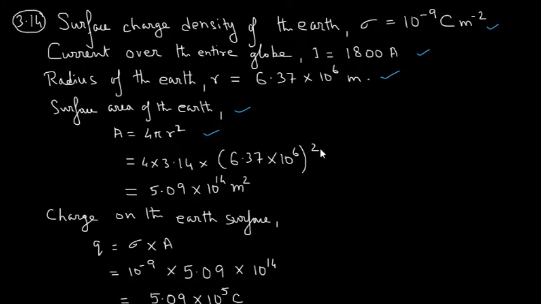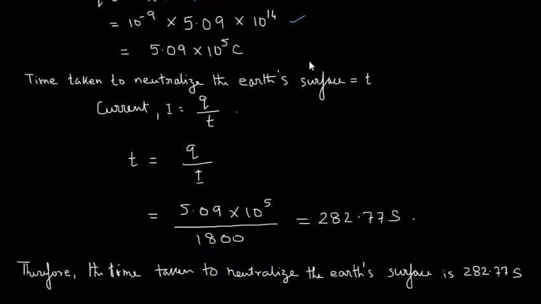Putting the value of R, that is 4 into 3.14 into 6.37 into 10 to the power 6 whole square, is equal to 5.09 into 10 to the power 14. On calculation, we got this much. Charge on the Earth's surface Q is equal to sigma into A. Putting the value of sigma as 10 to the power 9 and A as 5.09 into 10 to the power 14, we get 5.09 into 10 to the power 5 coulomb.